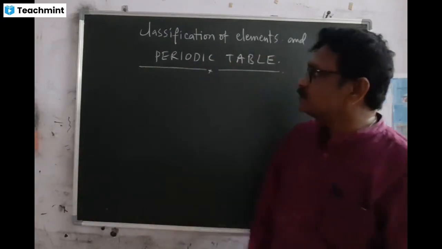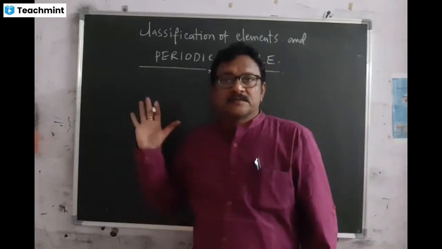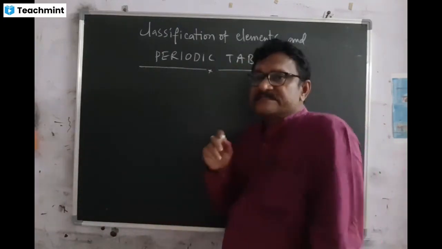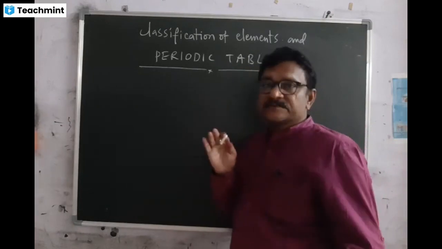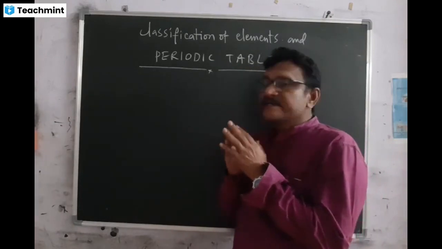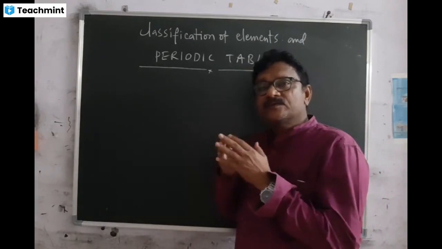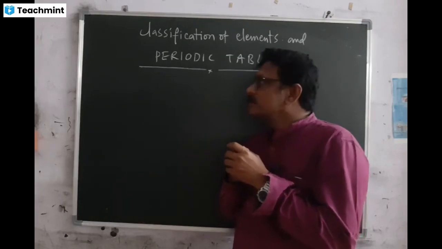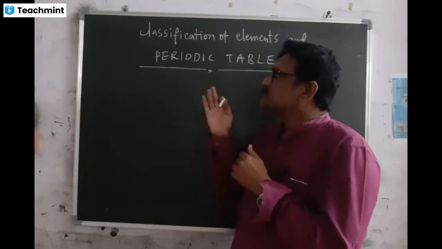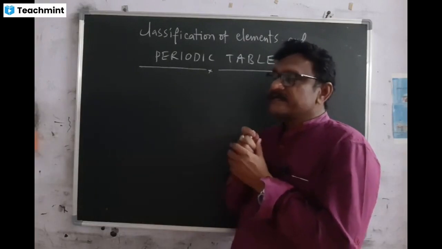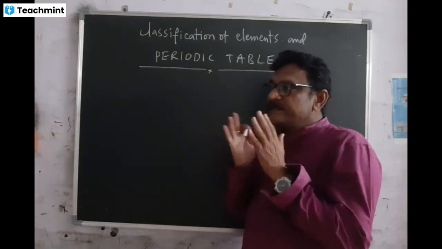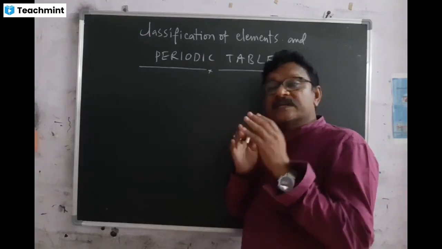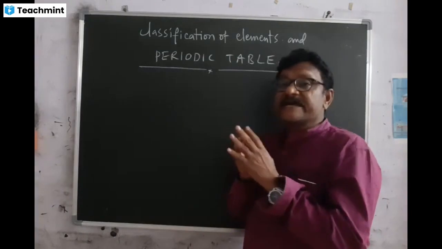We are going to start now. Students, this periodic table chapter is very important in chemistry. Why? Because with the knowledge of the periodic table, we can understand higher classes chemistry. This chapter mainly gives the information about classification of elements.